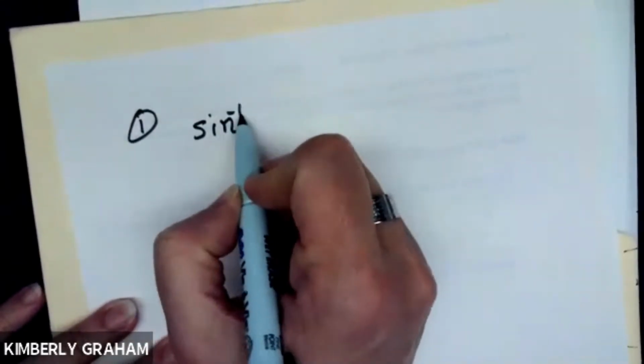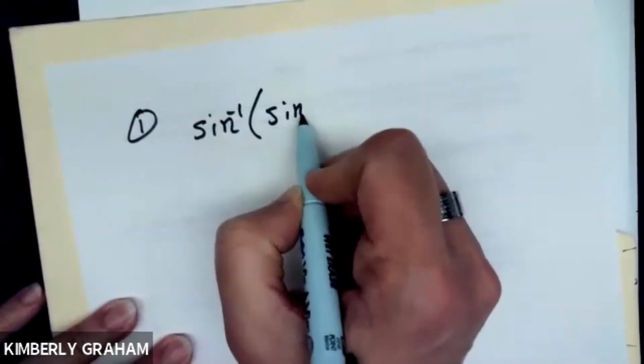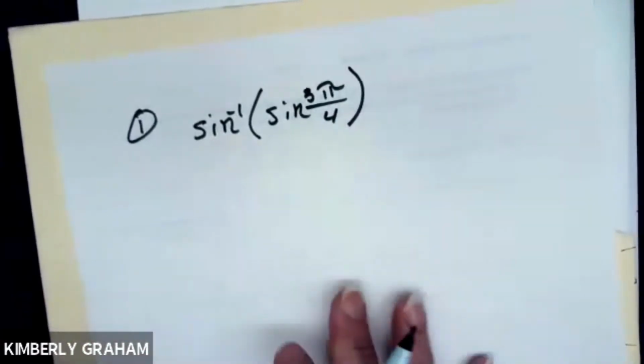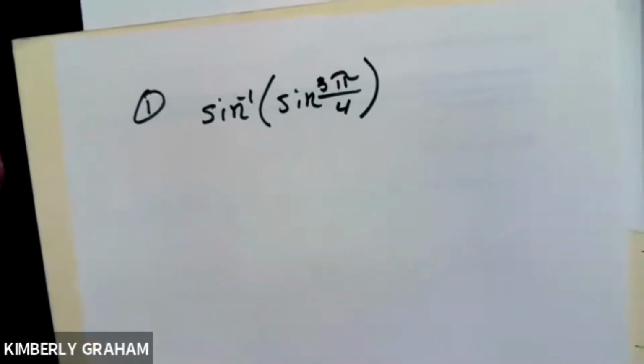Sine inverse of sine 3 pi over 4. Now, there's a couple of different ways that we can go about doing these problems and thinking about them, using some shortcuts here and there. But I'm just going to go through all of these problems the same way. That way you won't have to remember when the shortcut works and when it doesn't, and accidentally use the shortcut in a situation where you're not supposed to, and then end up getting the wrong answer.